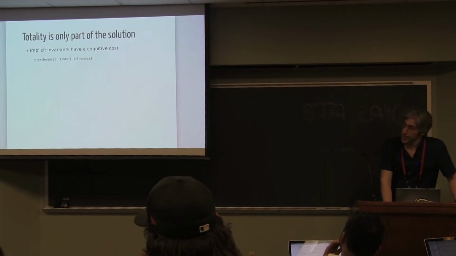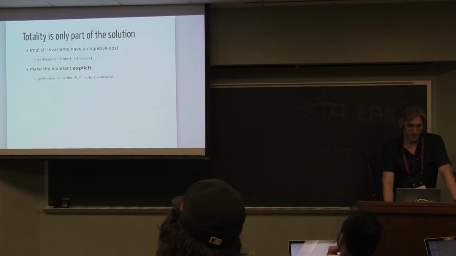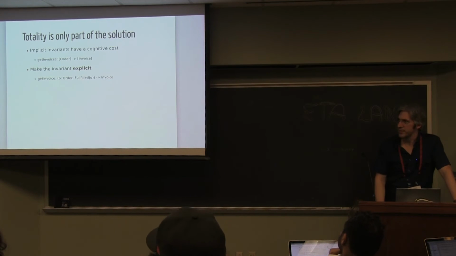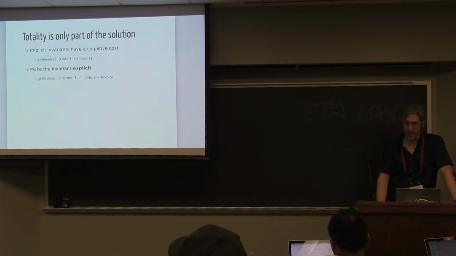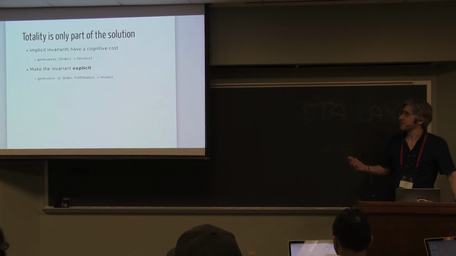Wouldn't it be much better if we made the invariant explicit? This is pseudocode, the current syntax is not this, but there could be a syntax in a language based on Stacc where we are adding the invariant to the signature. So now we have just a function that gets an order, but only if there is a certain invariant on that order, and then we return one invoice.